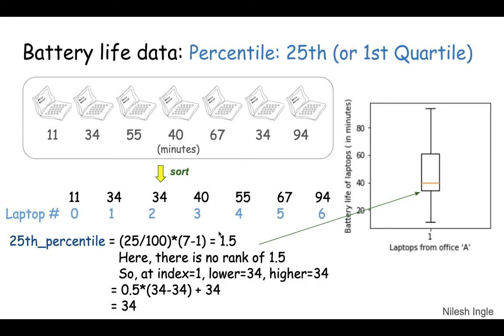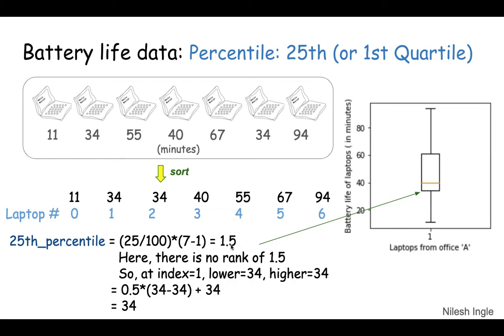Here, we are subtracting 1 because for the linear method of calculating percentile, we need the distance between the first and the last data point. In this case, the distance between the first and the last data point would be 7 minus 1, which is 6, and that's why we are using that here. So if we calculate this, we get a value of 1.5.